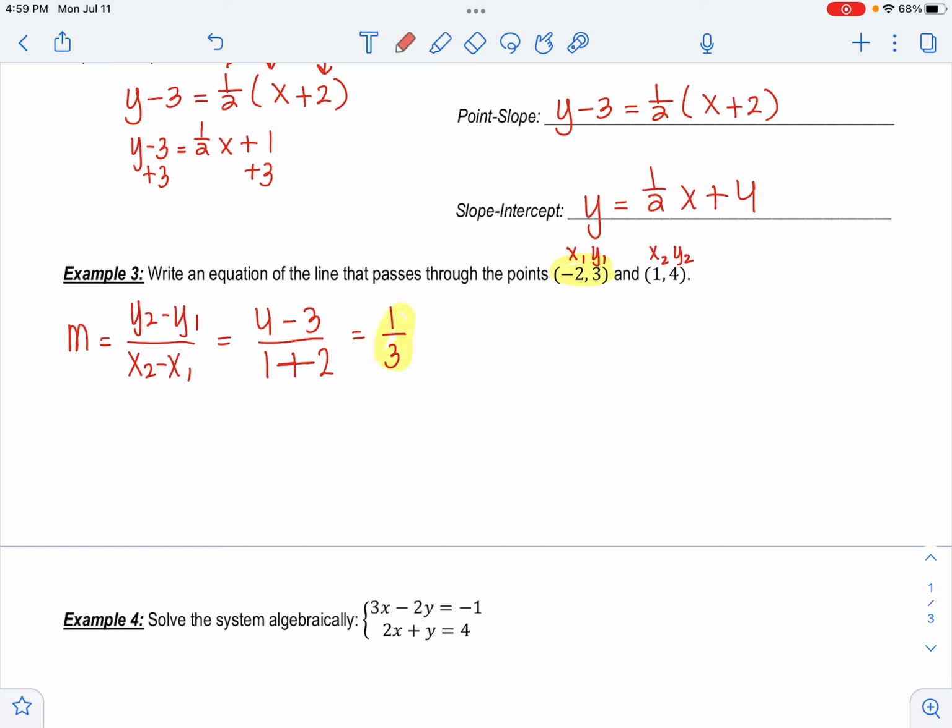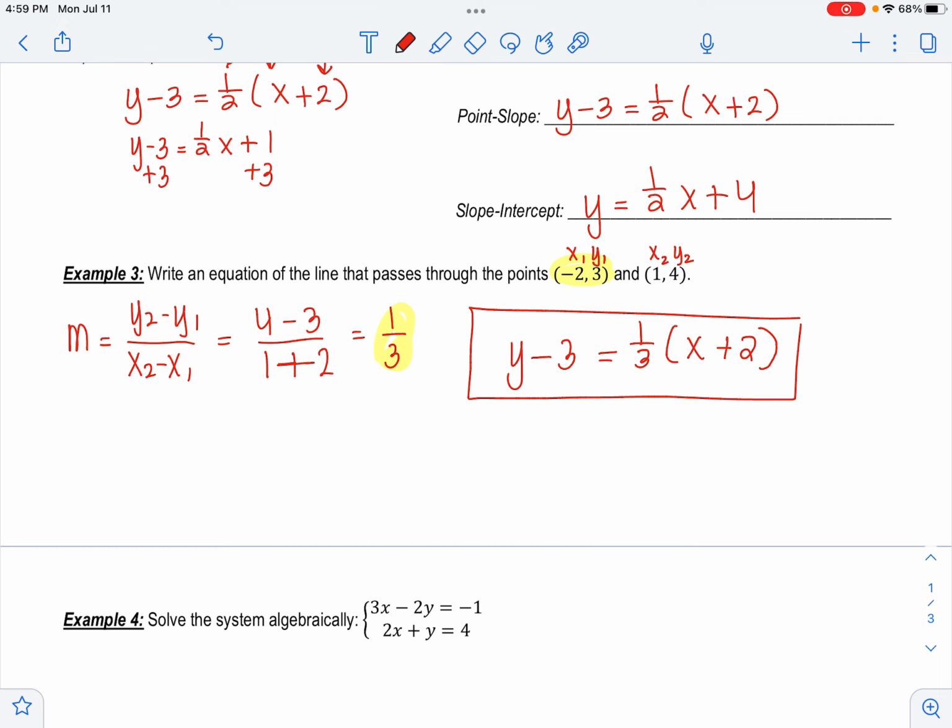And there's my slope. So I have, once again, y minus y1, which is 3, equals m, 1/3, times x minus x1, which is a negative 2. Double negative makes a positive. And there's my equation of my line. Now, if you use the second point, you would have had y minus 4 equals 1/3 times x minus 1. So either one of those is fine. You could also distribute the 1/3 and get y by itself, but that's more work. No one asked you to do that.